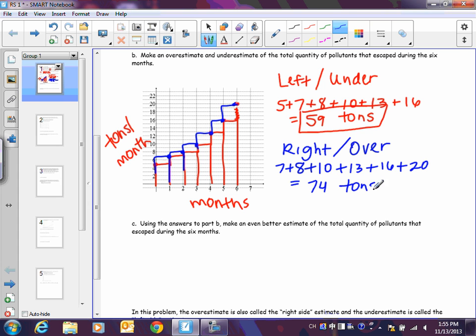74. And again, over should be bigger than your under. If it's not, you messed up somewhere. It's a really nice built-in check. It won't fix every mistake, but it will definitely catch certain ones that I see happen.